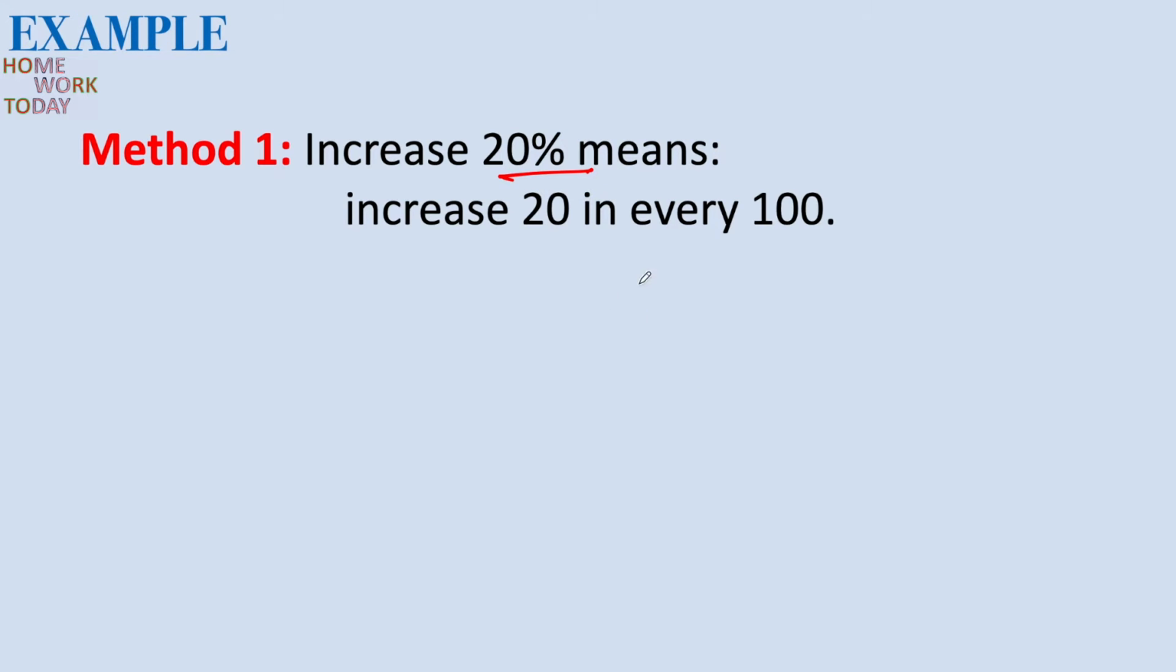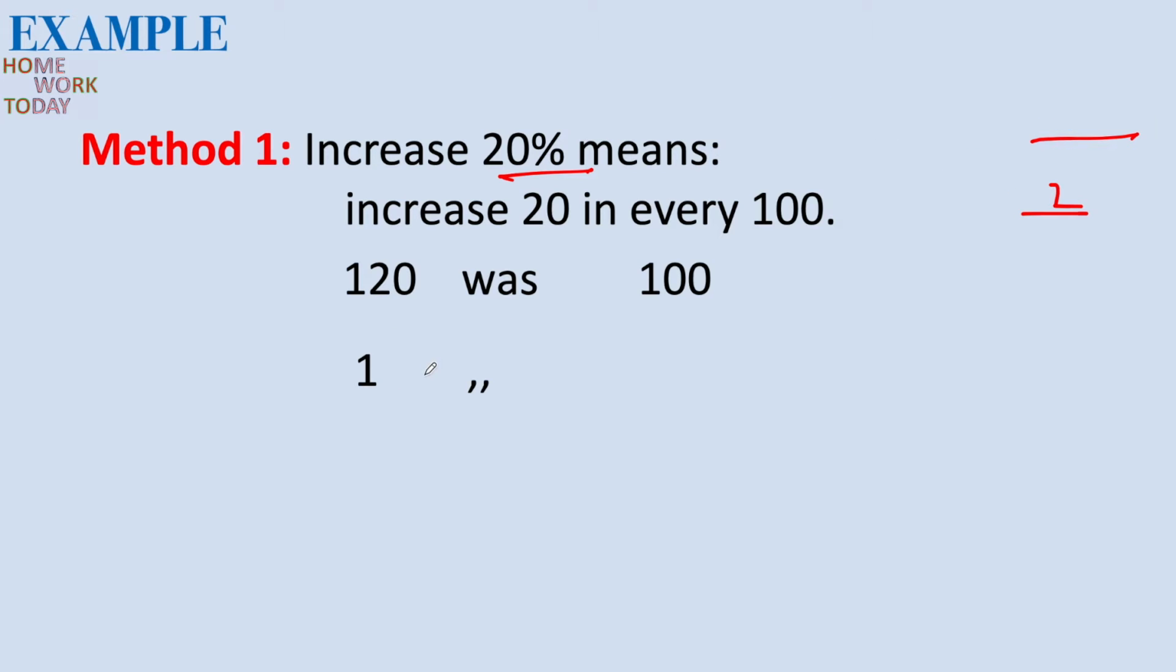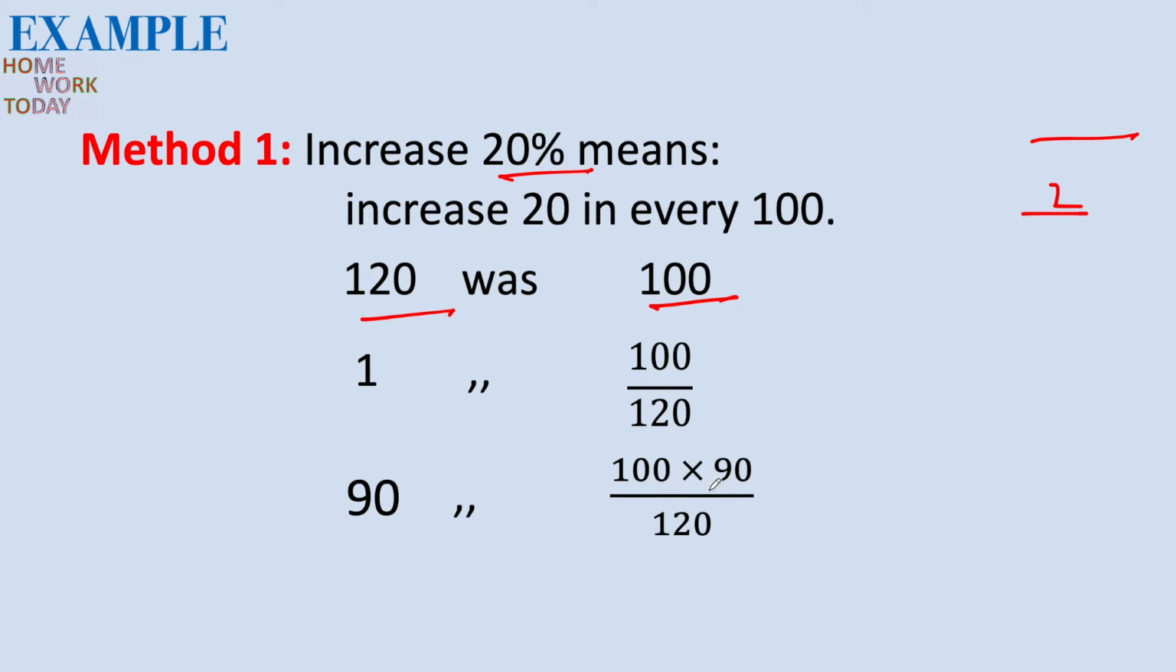A 20% increase means 100 increased by 20. So it's now 120 after a 20% increase. 120's original amount is 100. Since the original amount is less than 120, we divide 100 by 120. Now let's find out 90's original, which will be more than 90, so we multiply 90 by 100 over 120.